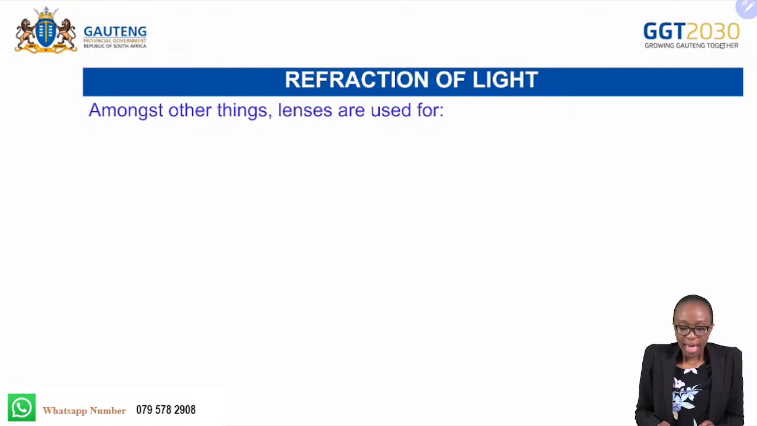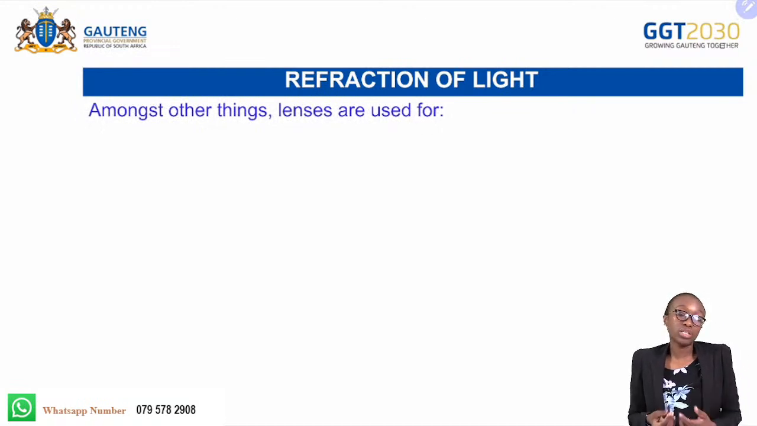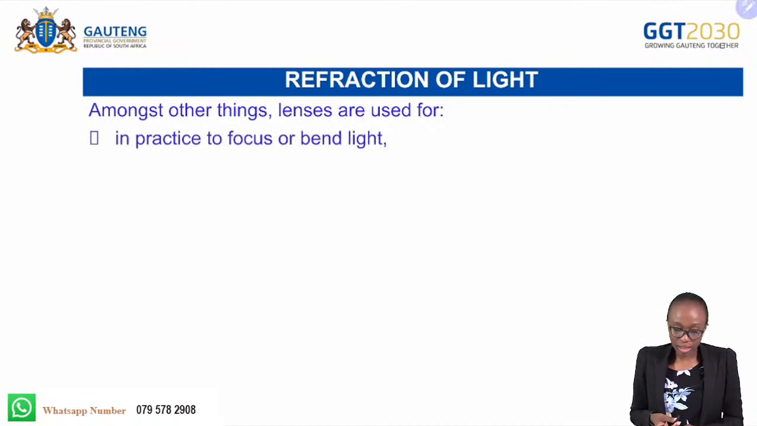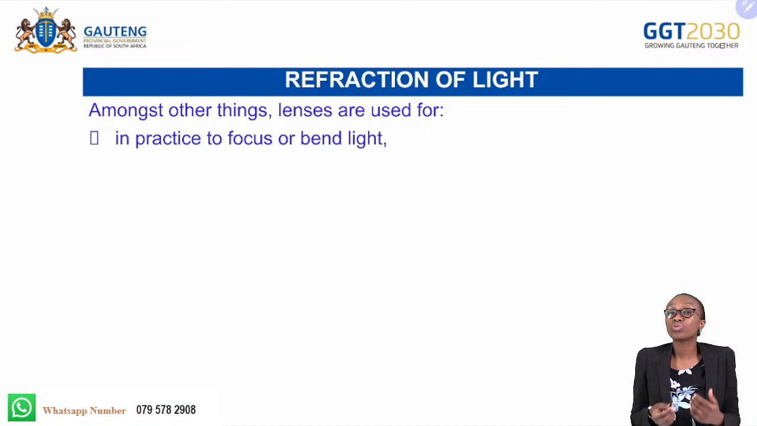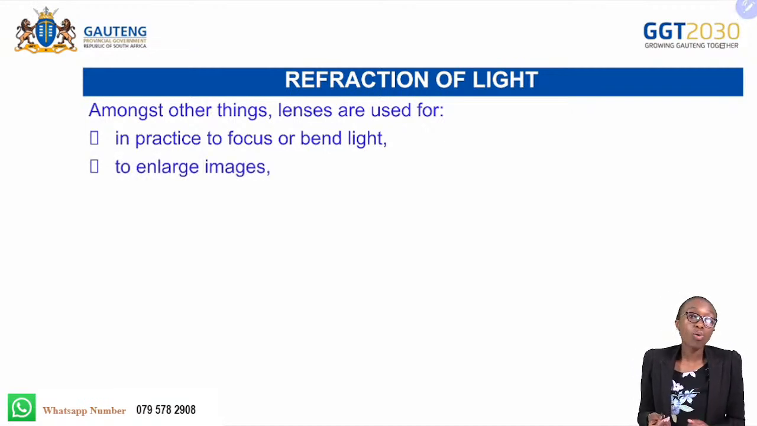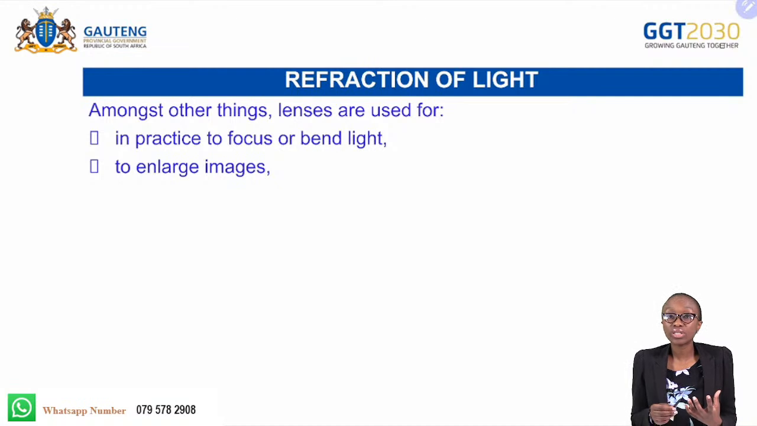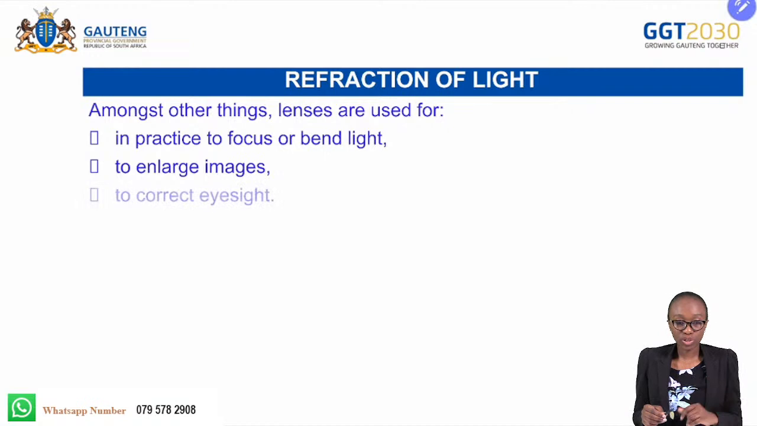So now, how can we use this information that we have? How can we use the concave lens and the convex lens? Amongst other things, lenses are used in practice to focus or to bend light. Remember when we were learning about the pinhole camera, how we are able to focus light. And we can also use lenses to enlarge images, to make small images much, much bigger.